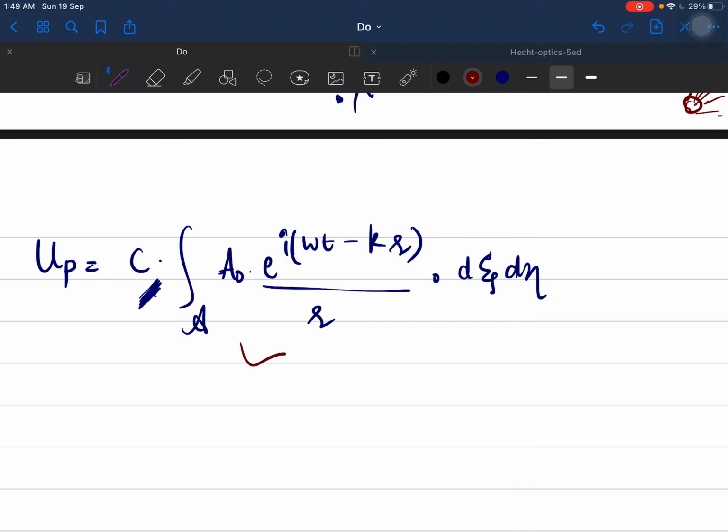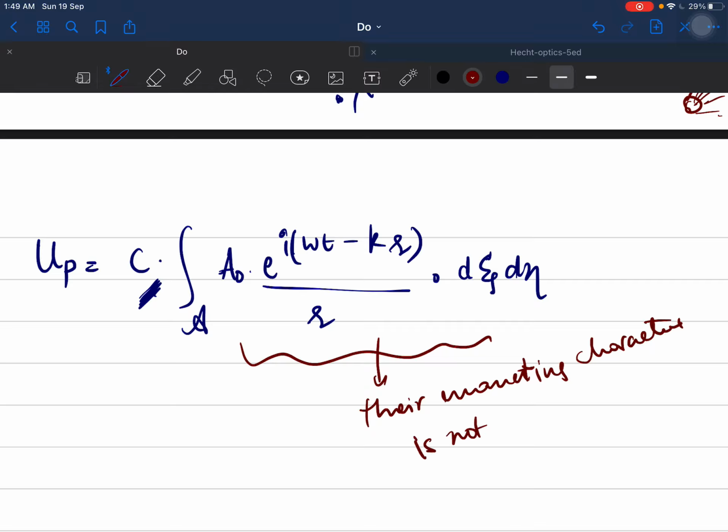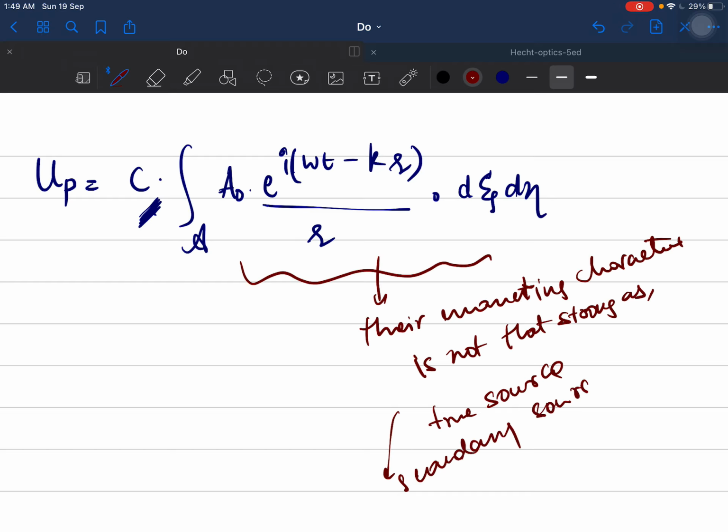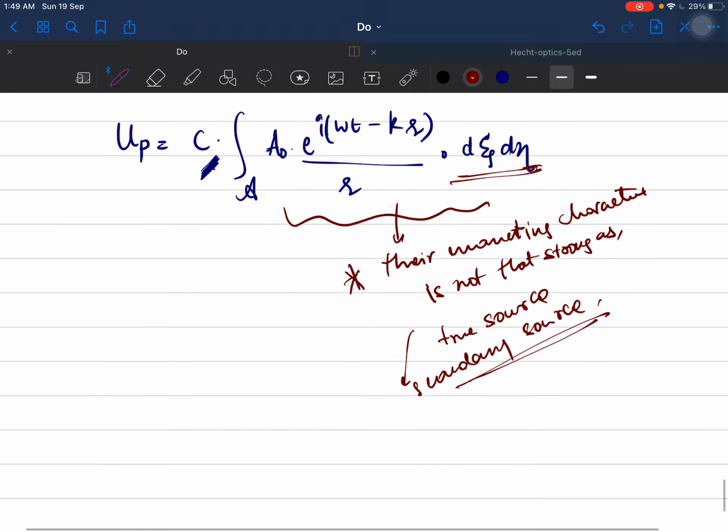Their emanating characteristic is not that strong as a true source. This is like the secondary source, right? Perhaps we can calculate the exact mathematical thing. Maybe, of course. So now comes the interesting part.